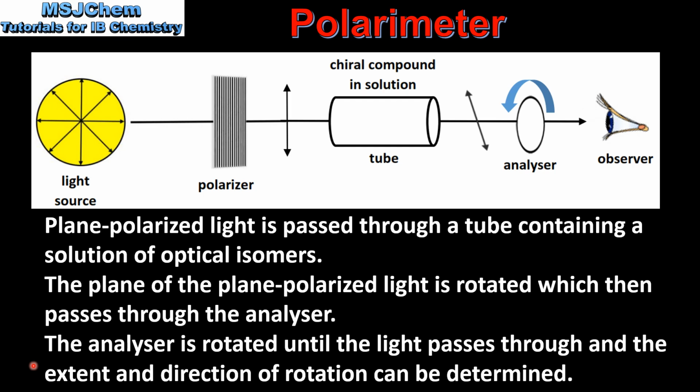So here we have the plane polarized light which passes through the tube containing the optical isomers. The plane of the plane polarized light is rotated and measured using the analyzer.